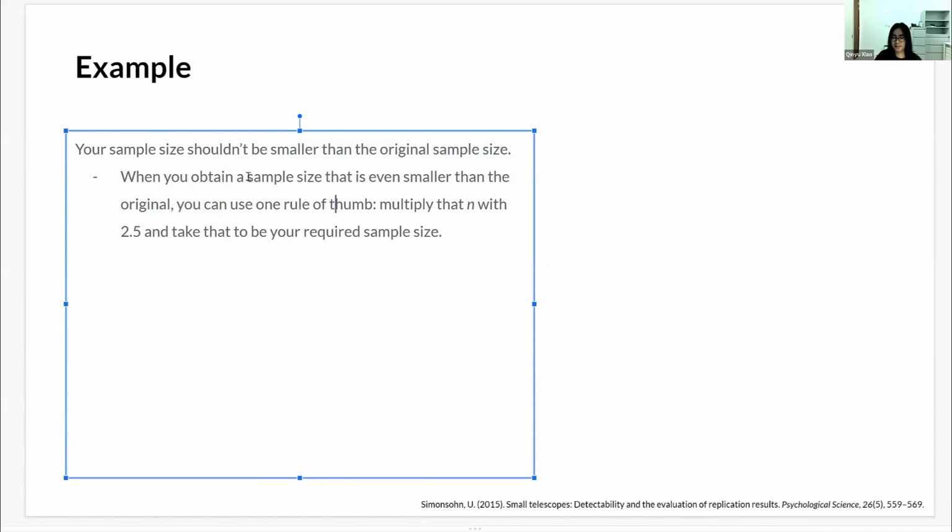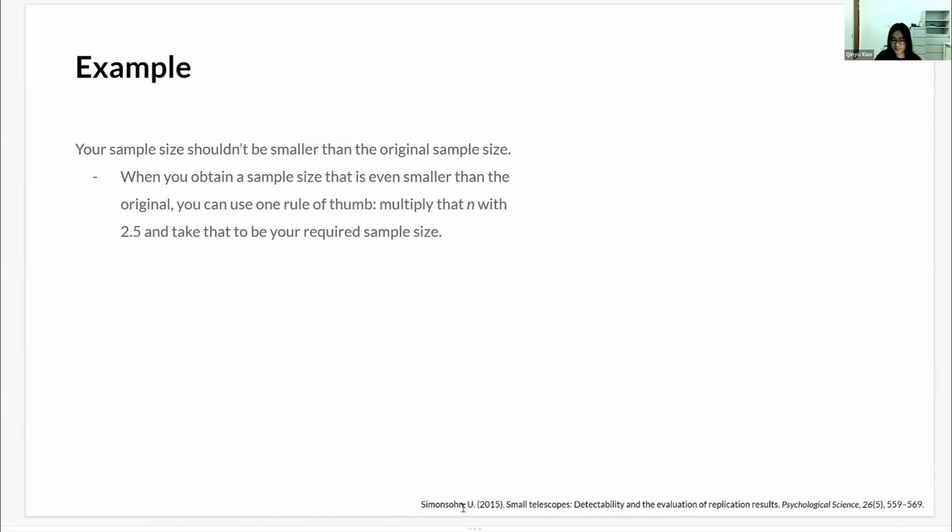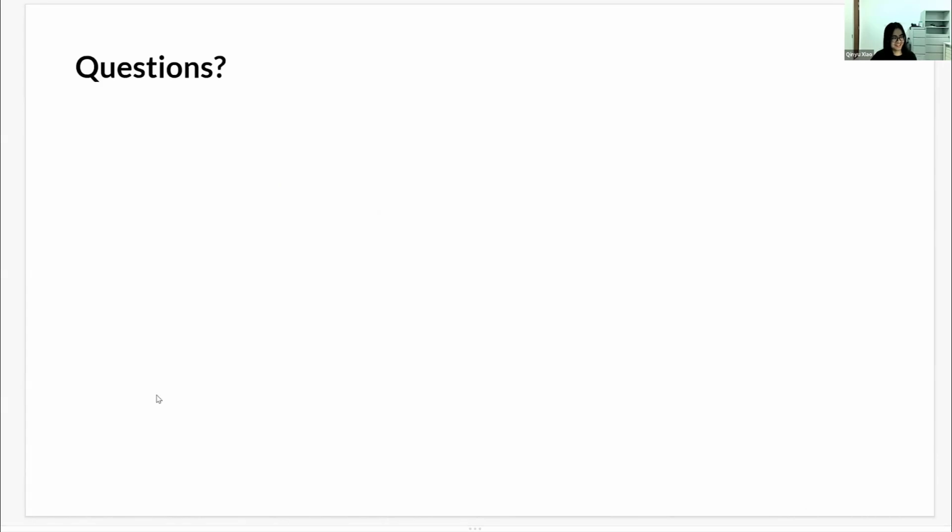And in some cases, you can use this one rule of thumb. You just multiply the n you get by 2.5 and take that to be your required sample size. This method is referred to as the small telescope method by this researcher. And if you're interested, you can read this article, which I think is very inspiring and very helpful to understand the whole thing about sample size planning. So yeah, that's the end of the tutorial.